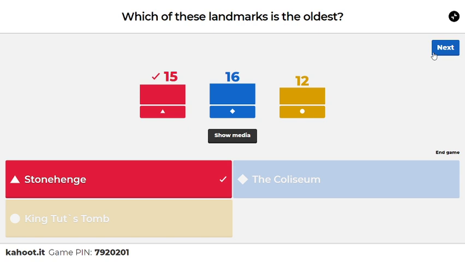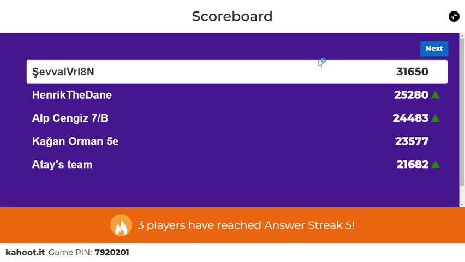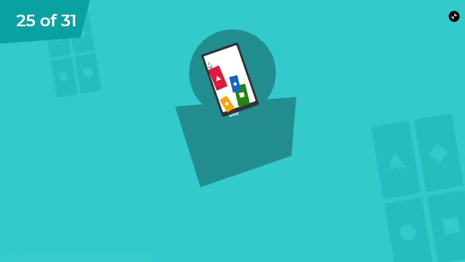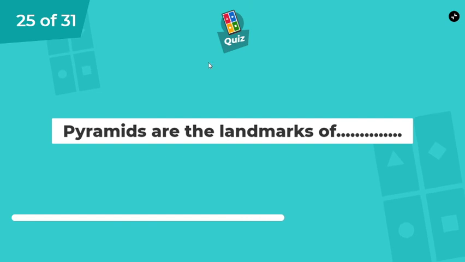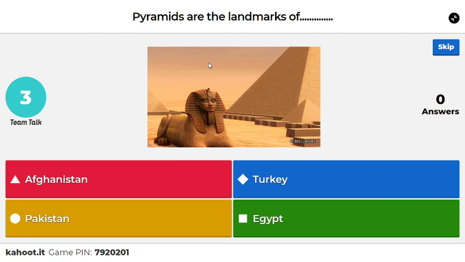Yes, 15 people knew the correct answer. Stonehenge is the oldest landmark among all. Let's see. Şevval is number 1, Henrik is number 2, Alp is number 3, Kaan is number 4, and Atay is number 5. By the way, 3 players have reached answer track of 5. They started their fire, and I congratulate them at heart. 2,000 points again. Pyramids are the landmarks of Afghanistan, Turkey, Pakistan, or Egypt. Which one?